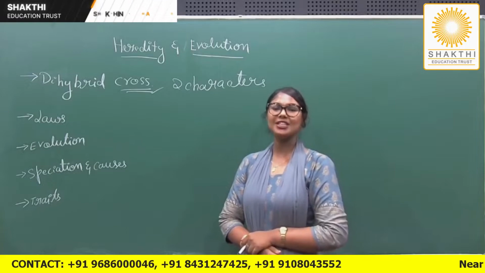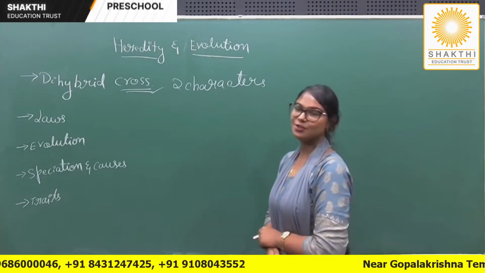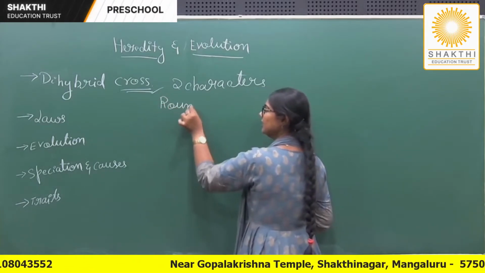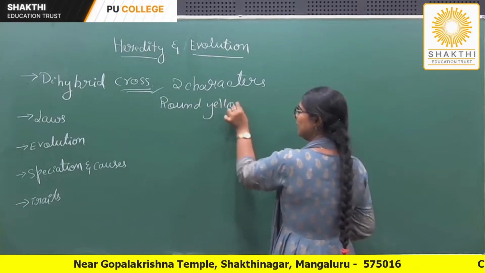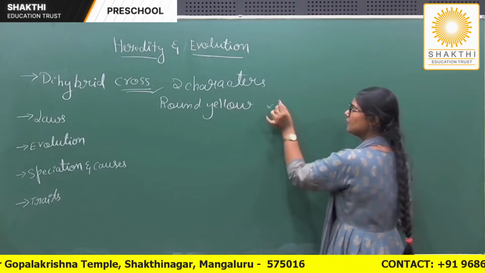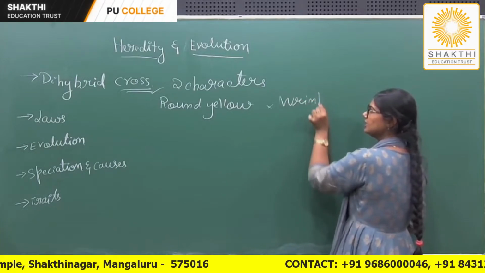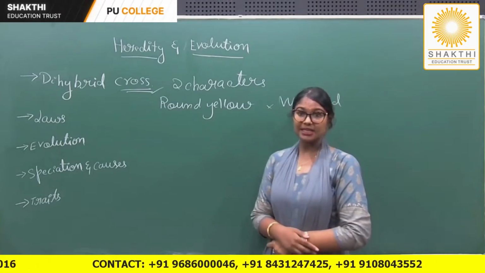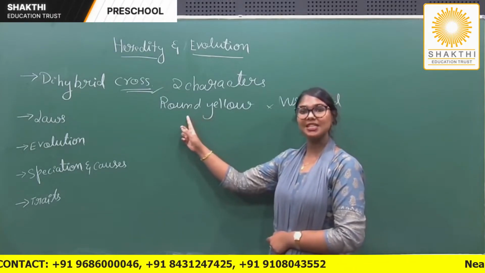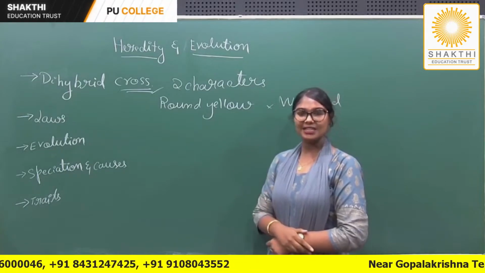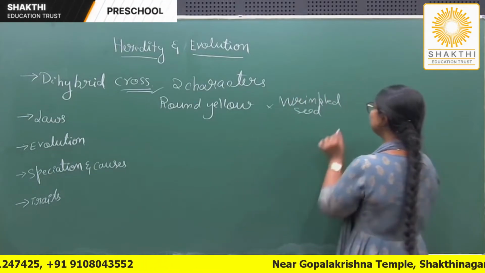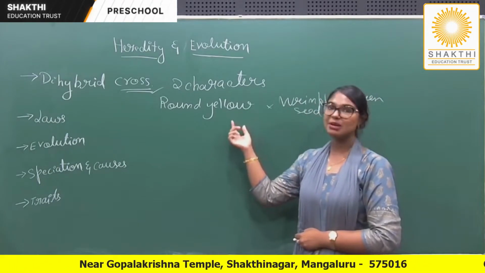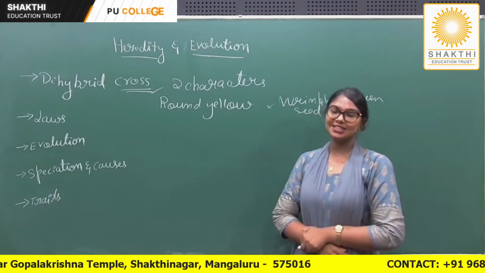So we shall see what are the characters used by the father of genetics, that is Gregor Mendel. He used round and yellow seeds, and for the second parent he used wrinkled and green seeds. So when I say round and yellow seeds, it means that the parent is producing round and yellow seeds, students, and the other parent is producing wrinkled green seeds. Please do not get confused. It is the seeds produced by the plants, that is round yellow and wrinkled green.